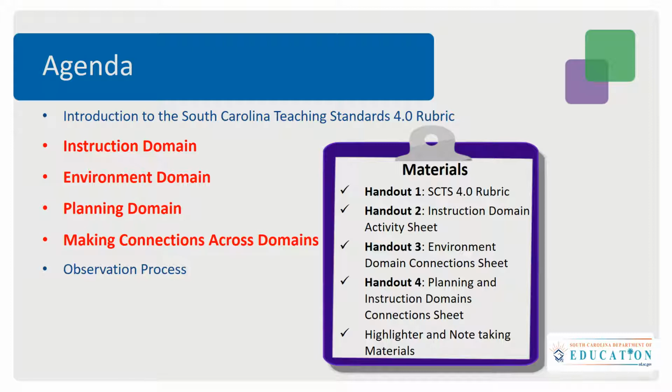Now that you understand how the rubric is organized, let's take a closer look at the instruction, environment, and planning domains, and make connections across the domains. During this portion of the training, you will need Handout 1, the SCTS 4.0 rubric, Handout 2, the Instruction Domain Activity Sheet, Handout 3, the Environment Domain Connections Sheet, Handout 4, Planning and Instruction Domains Connection Sheet, a highlighter, and materials to take notes. When you have all of these resources, move to the next slide to begin the activity.